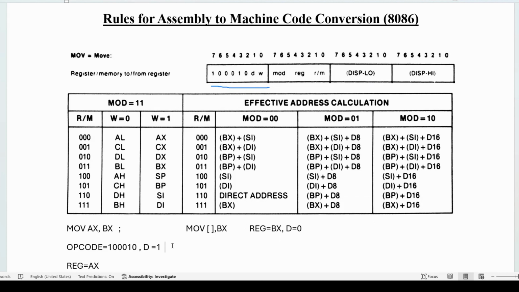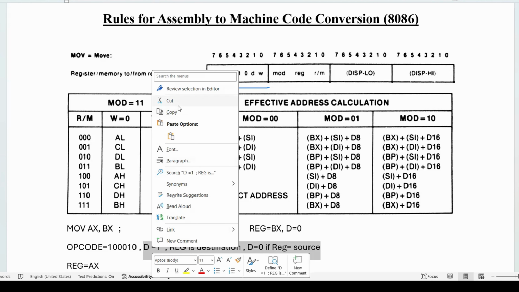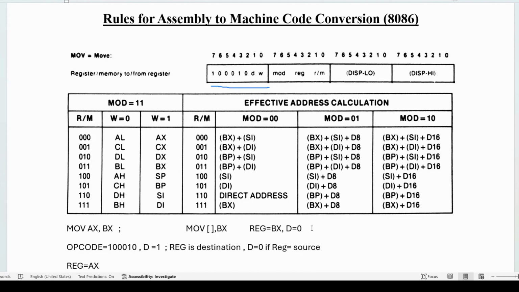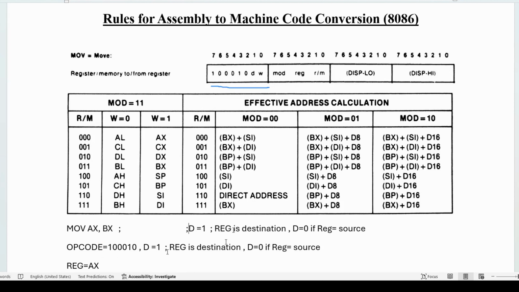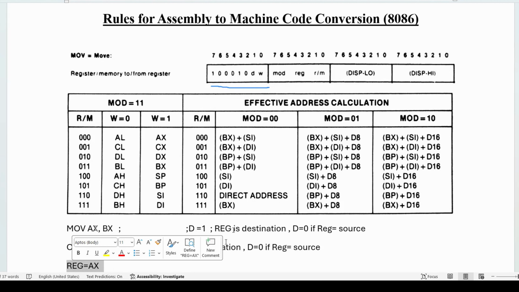So D will be equal to 1 if reg is destination, and similarly, D will be 0 if reg is source. This is the rule of the D bit. Let me copy it and paste it here, and let me delete the other. So this is the rule of the D bit. Since reg is equal to AX in our example, which is the destination, D will become 1.